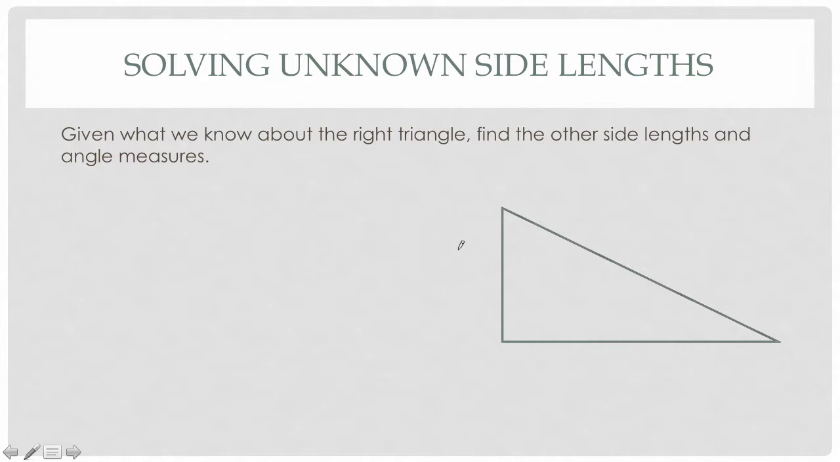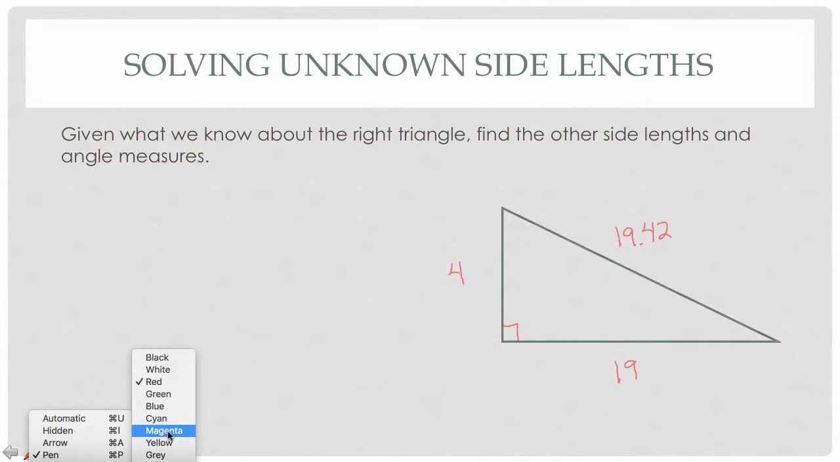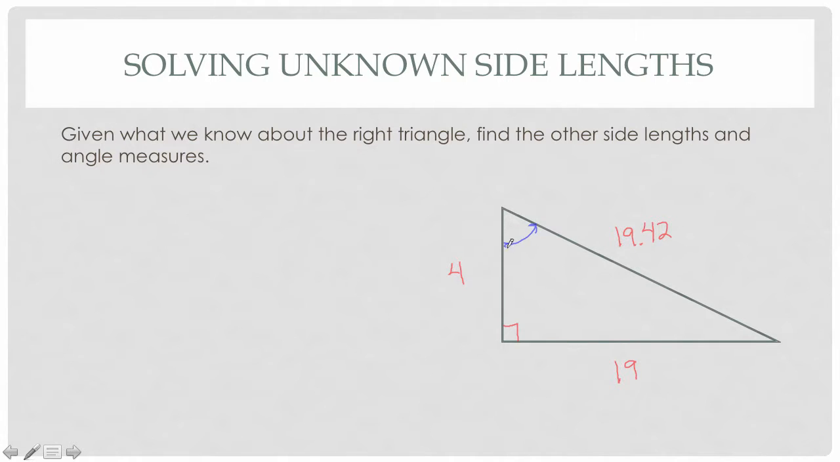So say we have a triangle. This side is 4, this side is 19, and this side is 19.42. But I don't know anything about the angles other than it's a right triangle. So my goal is, how do I work backwards to find out what this angle is? Let's call that angle A, and what angle B is. We're going to use some inverse trig to do that.